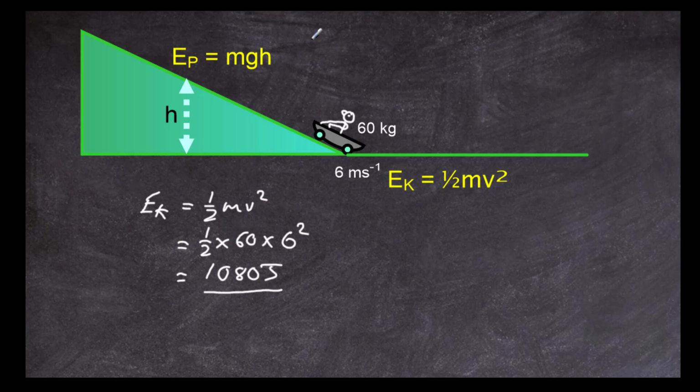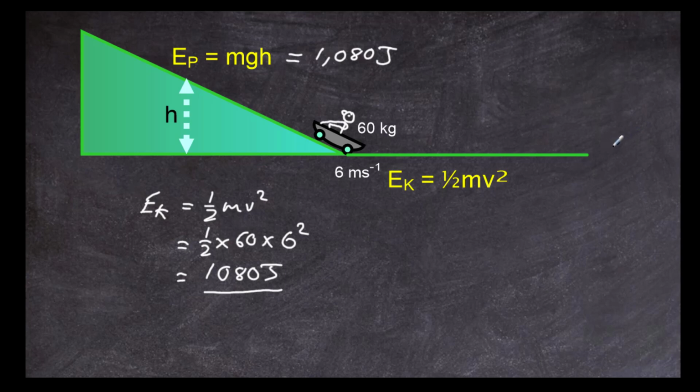So at the top of the flight then, the gravitational potential energy should be exactly the same, 1080 joules of gravitational potential energy. That's assuming no energy has been lost, because we assume there's no friction in this magical hill.